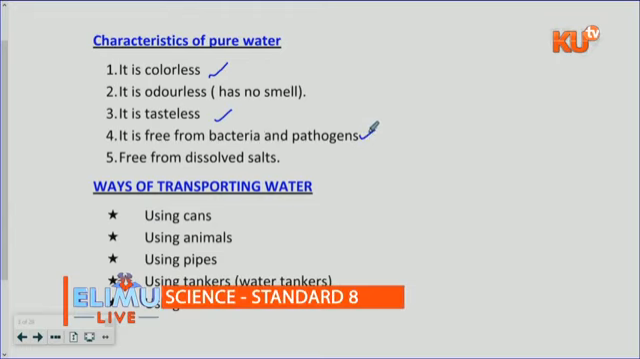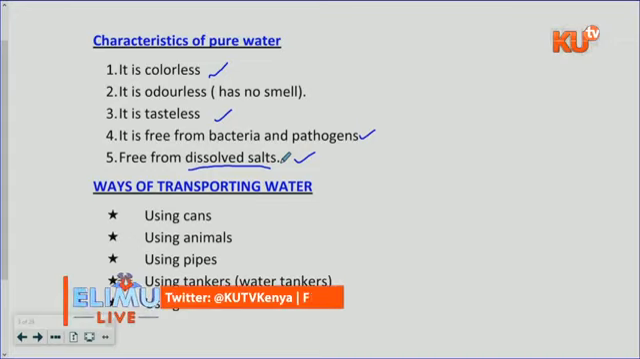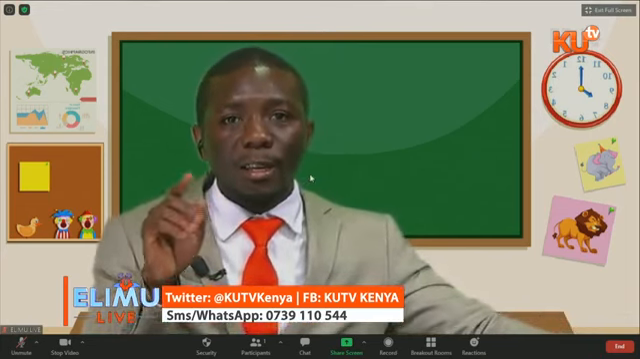It does not have any bacteria at all. It does not have anything called pathogen at all. This pure water, again, the last characteristic is that it is free from dissolved salts. It does not have any dissolved salts. And this one, I want you to mark very well, candidates, because you shall learn about something called soft water again on this topic called water. Soft water, we know, has little or no dissolved salts. But pure water here, you'll find that it is free from dissolved salts. So I think you know now the difference between pure water and soft water.